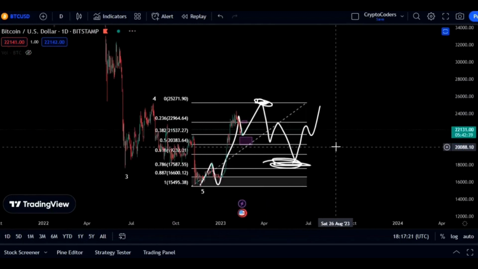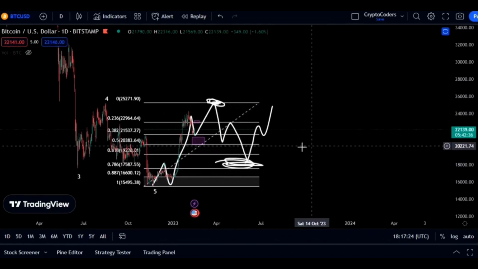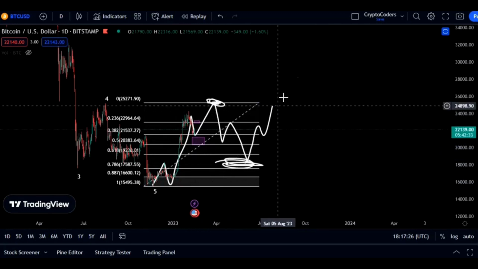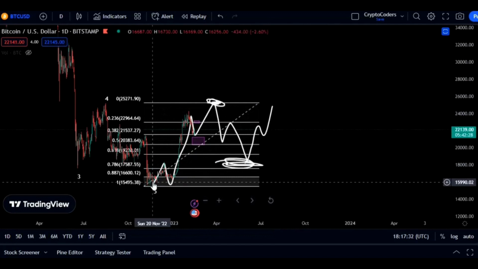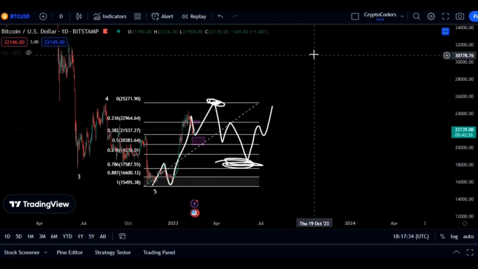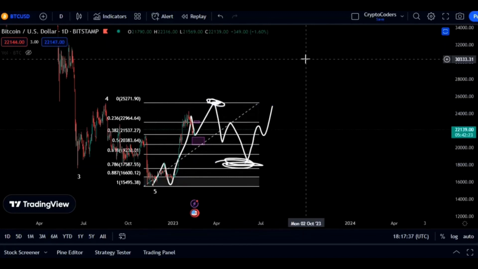So the market basically works in impulses and corrections. So an impulse, a correction, then another impulse. This would be the most impulsive wave among these, because this would be a wave 1, wave 2 and wave 3. Wave 3 is usually the most impulsive one.